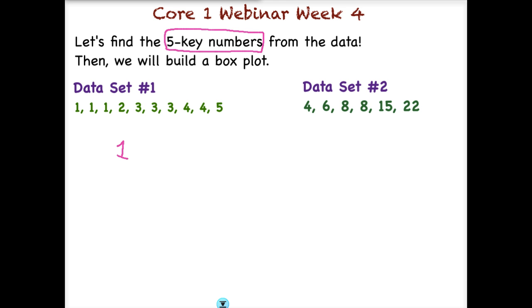But what I'm going to tell you guys, if we look at what our 5 key number summary is, and that's the goal of this webinar, to teach you what that is. The first key number is the low. So the lowest value, and the lowest value is going to be 1, and that's why 1 is important, because that is your low.